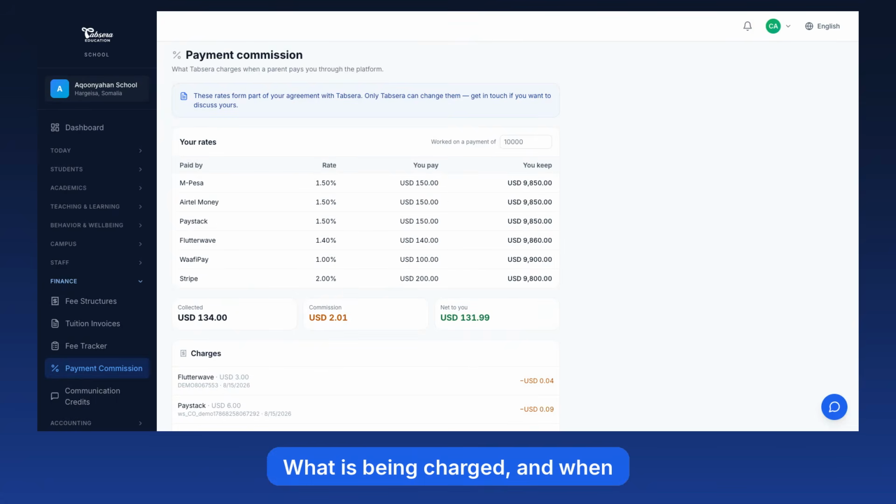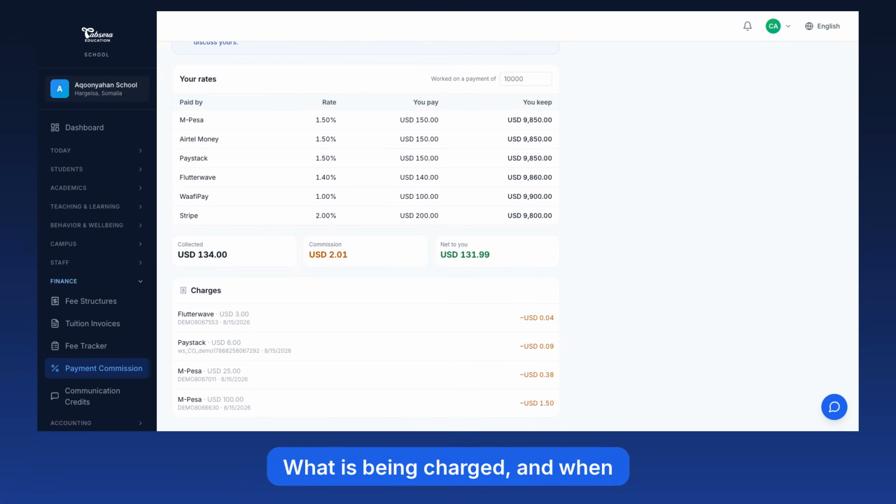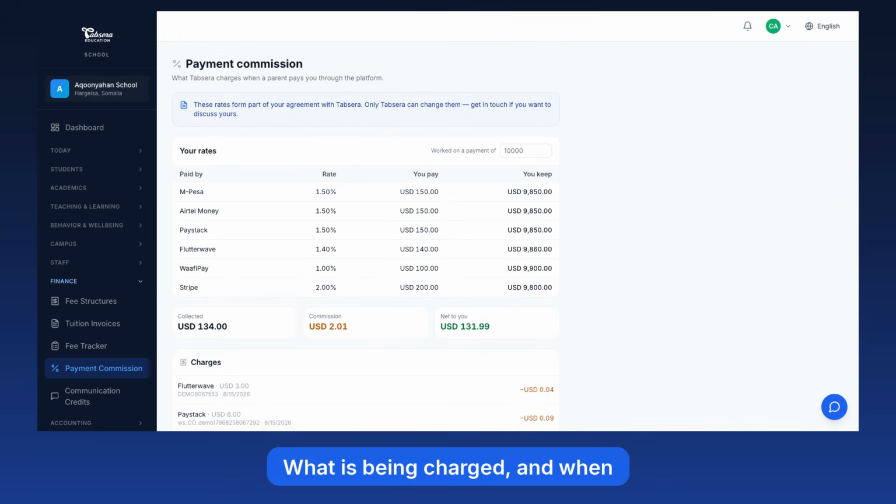When a parent pays you through the platform, mobile money, card, whichever processor, Tabsera takes a commission on that payment. It is worth being precise about the scope. This is charged on money collected through the platform, and not on cash handed over at your front desk. This page exists so the number is never a surprise, and the same rates are written into your center agreement.